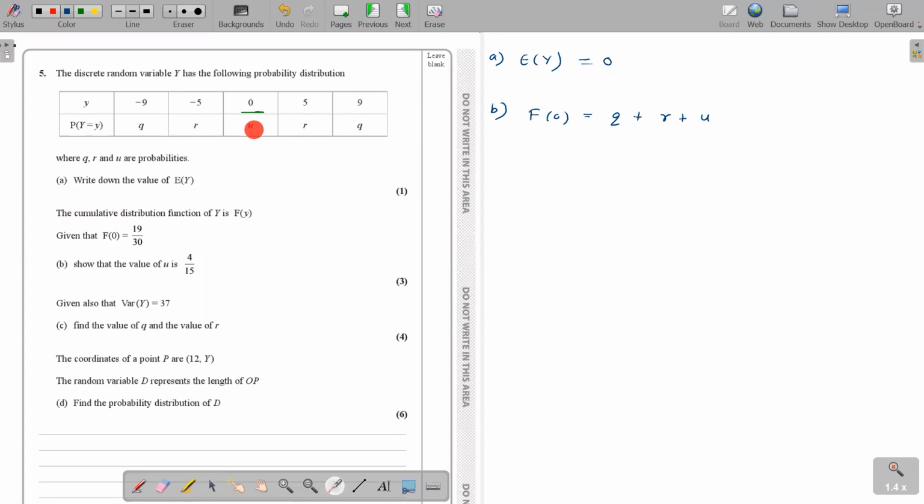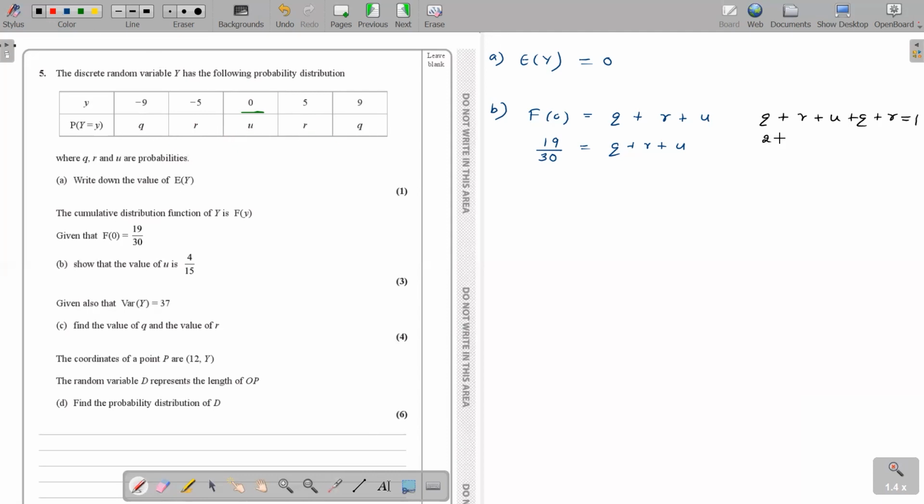Do you understand? So F(0) value is given to us as how much? It's given that F(0) is 19 over 30. So Q plus R plus U is 19 over 30, and they are asking us to find the value of U. What's the next thing that we can do? We know that the sum of probabilities adds up to 1, right? So Q plus R plus U plus R plus Q equals 1. You add everyone, it becomes 1.